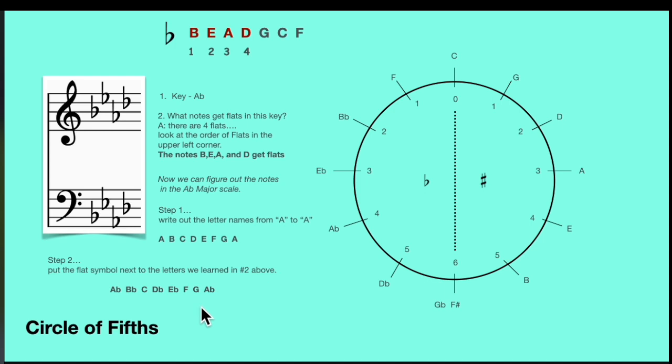Now, have I asked you to put any notes on a staff? Nope, not yet. That'll be useful information. We'll cover that later. But right now you know that 4 flats, key of A flat, and B, E, A, and D are the flatted notes in that scale. A flat, B flat, C, D flat, E flat, F, G, and A flat.